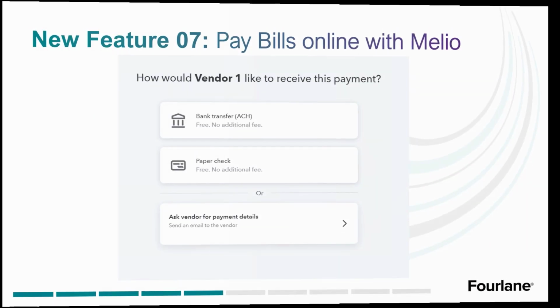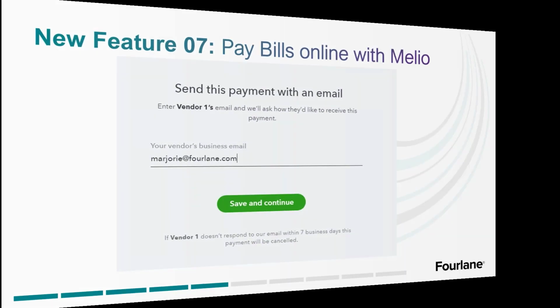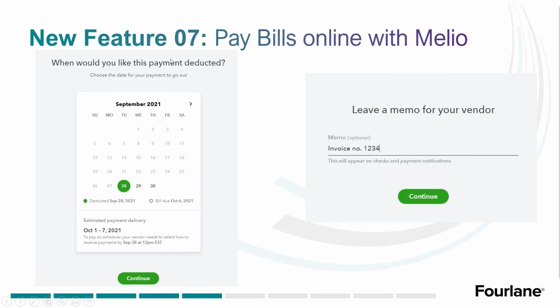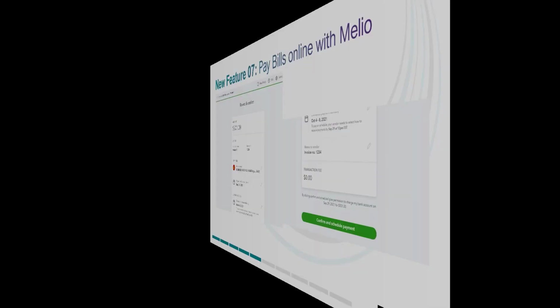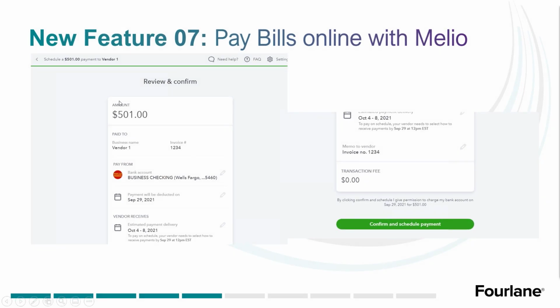I'm going to flip on back here. Then you get to ask, when would you like this payment deducted? You can put in a memo for your vendor. Then there's a quick review. It tells you your transaction fee if there's going to be one, and then you can confirm and schedule payment.